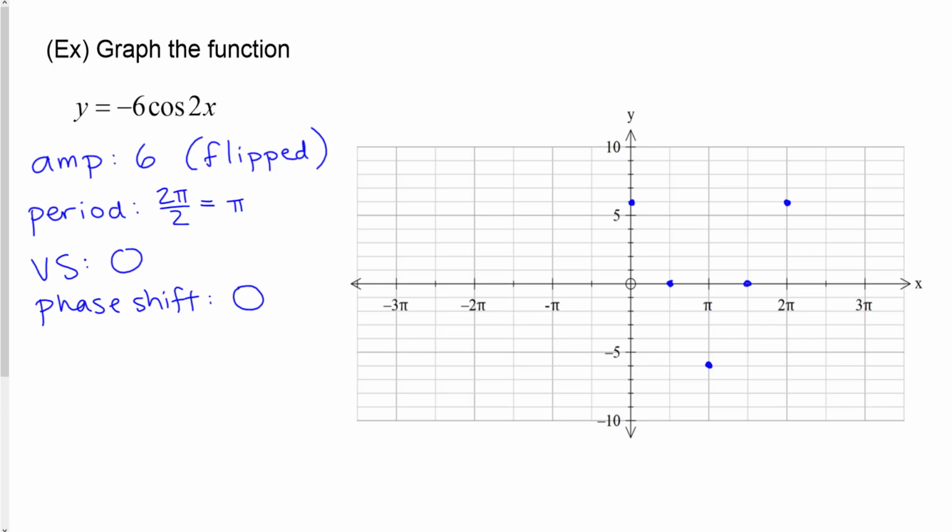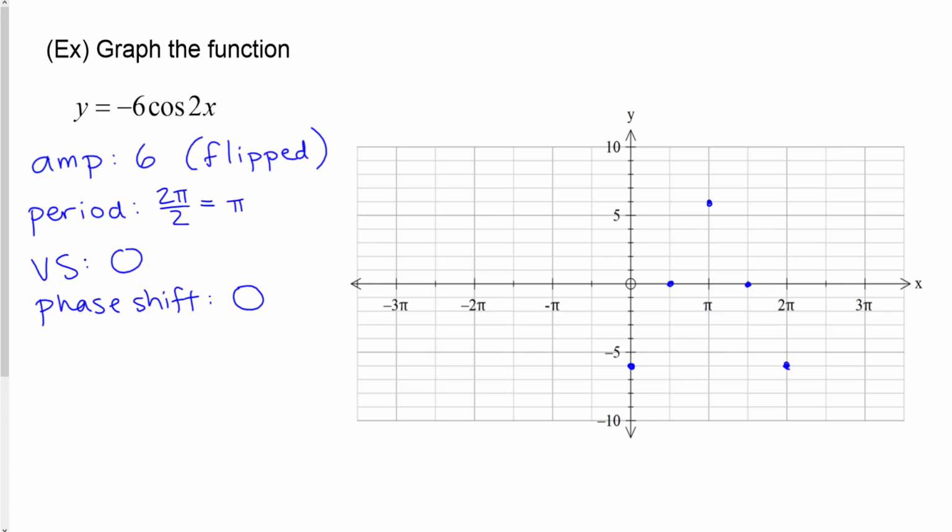Now, there are other changes occurring here. Number one is my graph is flipped. So all of these points are actually upside down. Okay, so I'm going to start at my minimum of -6, go up to 0, then up to +6, down to 0, and finally complete by 2 pi. But that's not the only change. I also have this change in period.